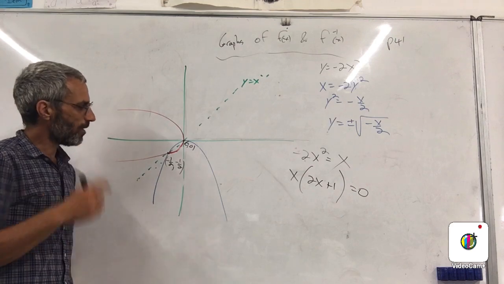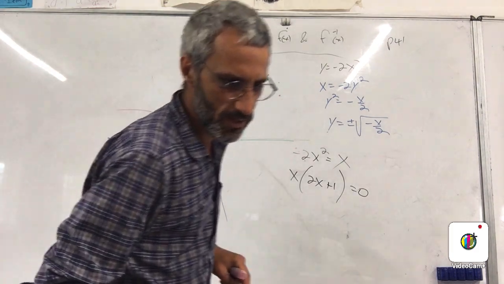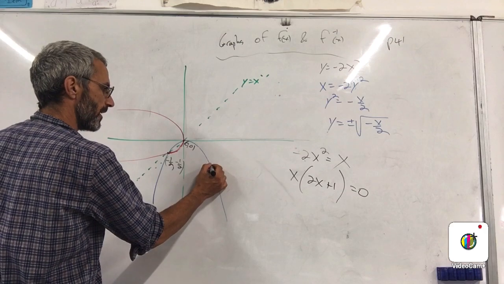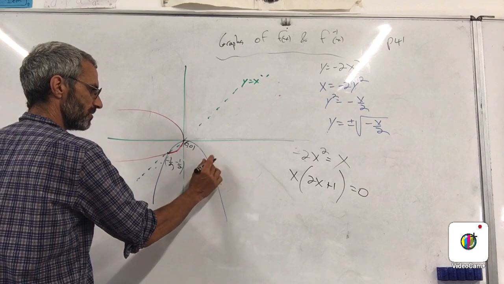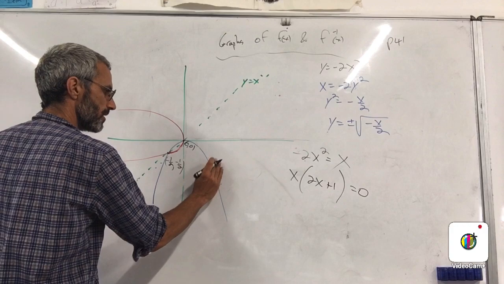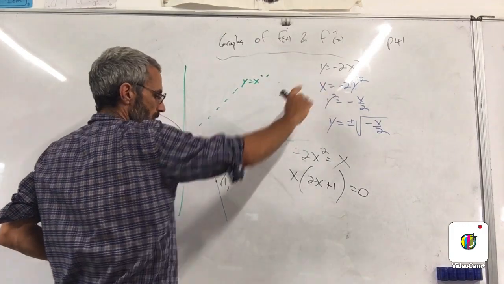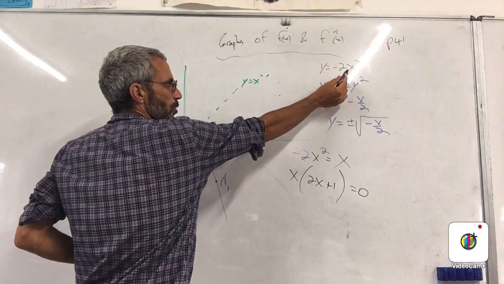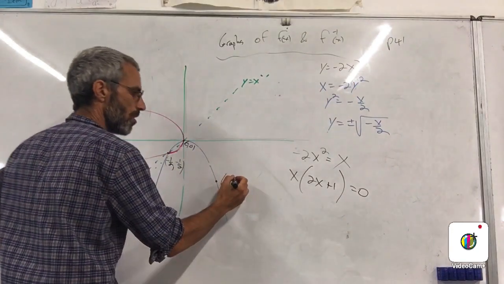Now, just for the fun of it, let's get 2 more points on this one. What should we take? x equals what? Pick a nice number. 1. Okay, x is 1. Let's put it over here. If x is 1, what will y be equal to? If I put 1 here, what was the y?